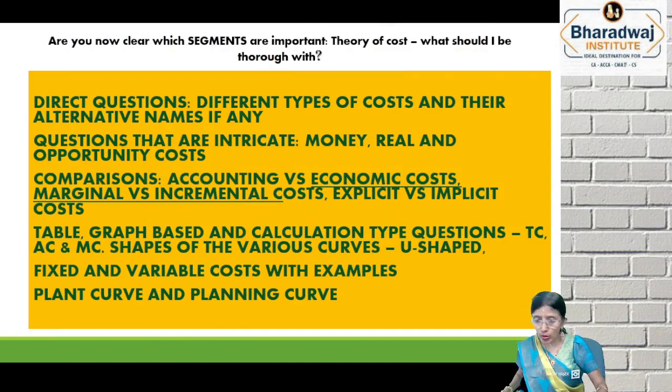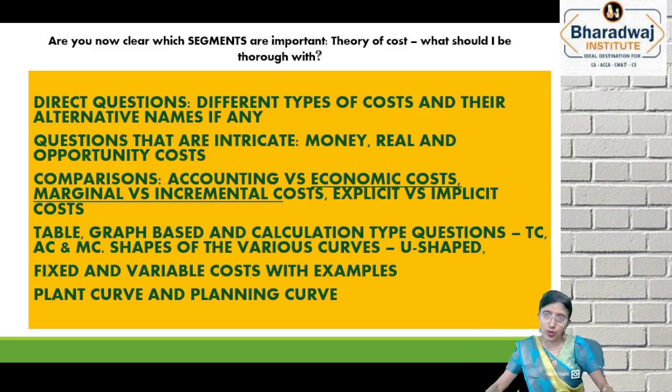when you want to revise it, understand that as direct questions, you will have different types of cost and their alternative names. This morning the exercises we did, no? So that you will have. Questions that are intricate will come from money cost, real cost and opportunity cost. Now this is one, we are summing up cost, and 3 problems we will work out.